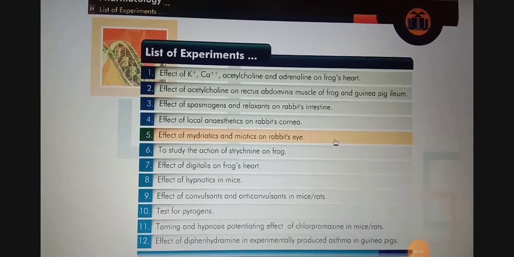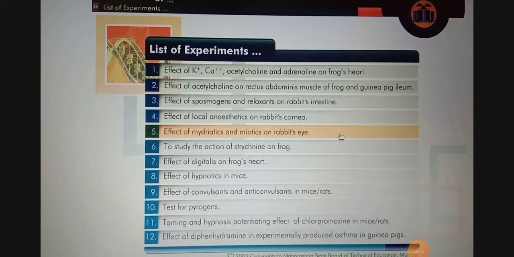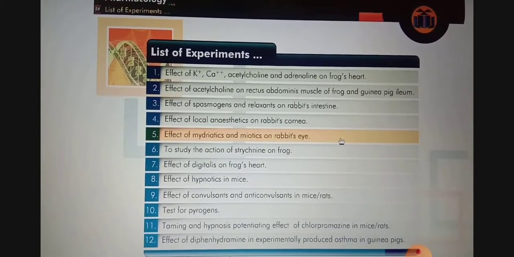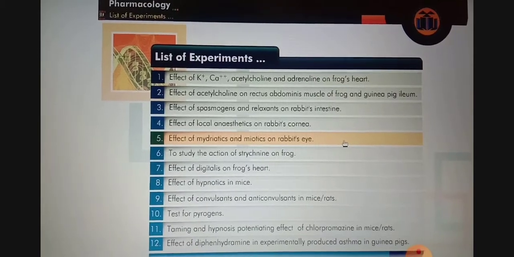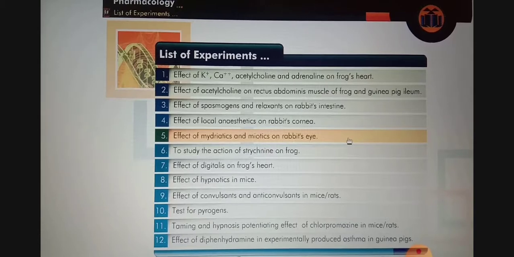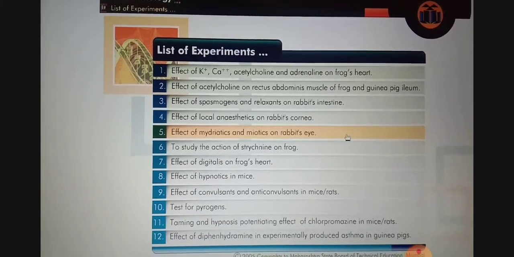In this practical lecture of pharmacology and toxicology, today we will conduct two experiments together, experiment number 14 and experiment number 15, in which we can observe the effect of mydriatics and miotics on the rabbit eye.